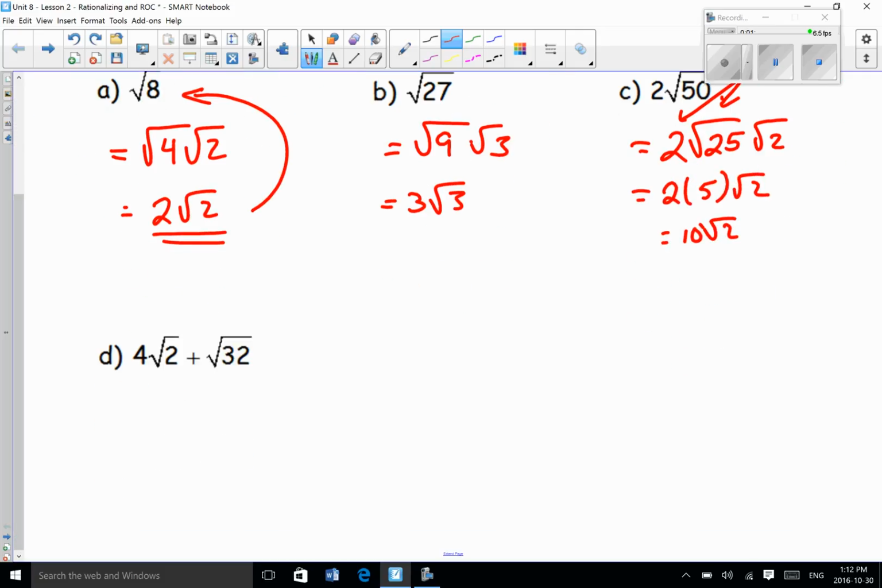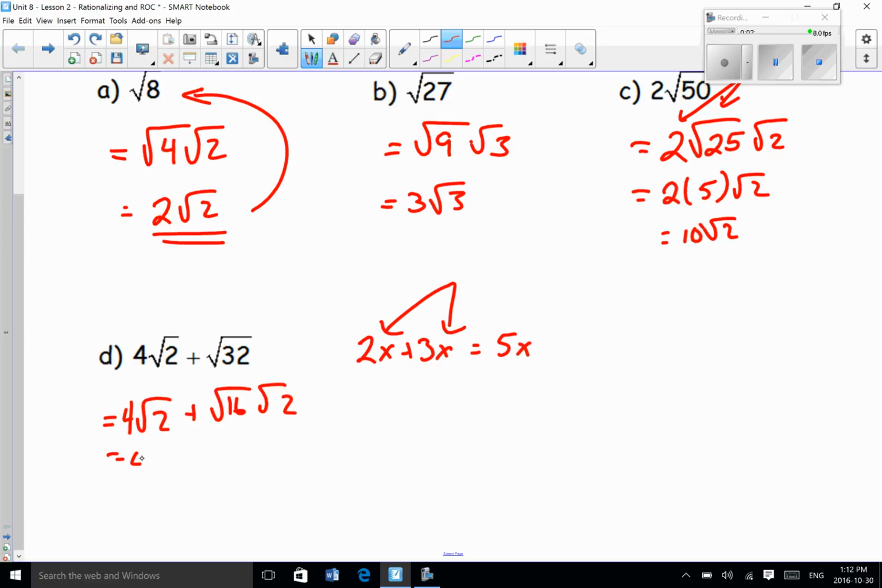Roots can also be added like algebra. So if we had 2x plus 3x, we can make 5x. But they have to have like terms. Well, in our case, it means they have to have like radicals. So 4 root 2 plus root 32 doesn't work. But if I break root 32 into root 16 and root 2, we get 4 root 2 plus 4 root 2, which makes 8 root 2. And that might be a simpler version because we only have one part compared to the two initial ones to start with. So some just basic reminders about radicals from last year.